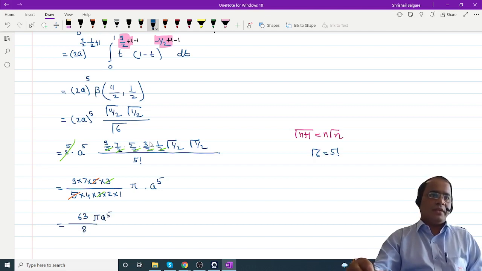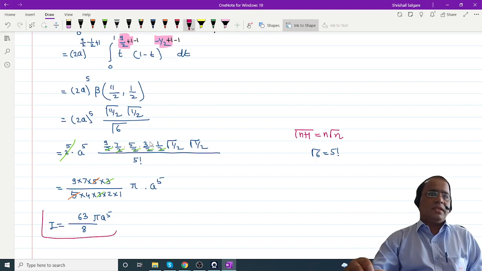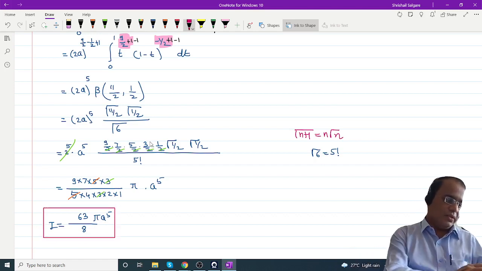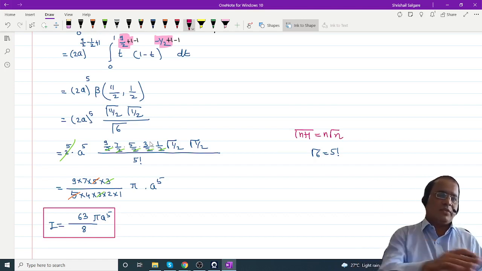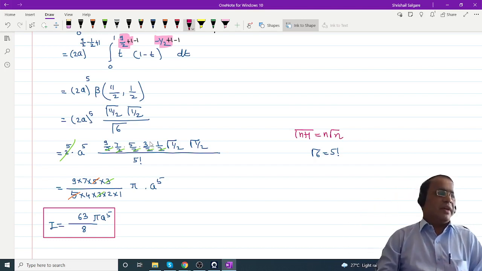Pi a raised to 5. Is it right now? 63 divided by 8 into pi a raised to 5. Just I will verify it. Okay, it is not simplified in terms of the beta, it is not simplified in the book. I think verify everyone. It is correct now.